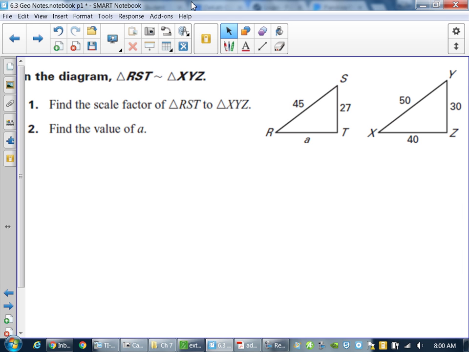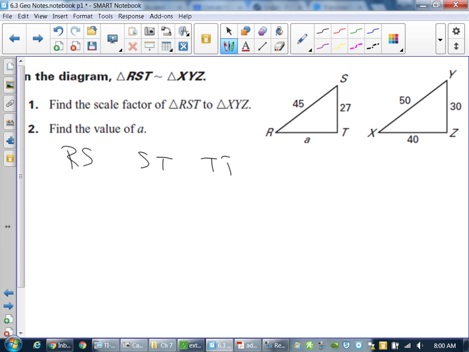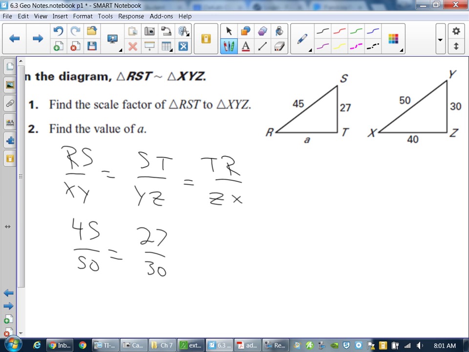So when I'm talking about scale factors, remember, your best bet is always to start by writing out your fractions. RS, ST, TR, XY, YZ, ZX. And from there, fill in the blanks. Just fill in the blanks. 45 is to 50, as 27 is to 30, as A is to 40. That's all you have to do.